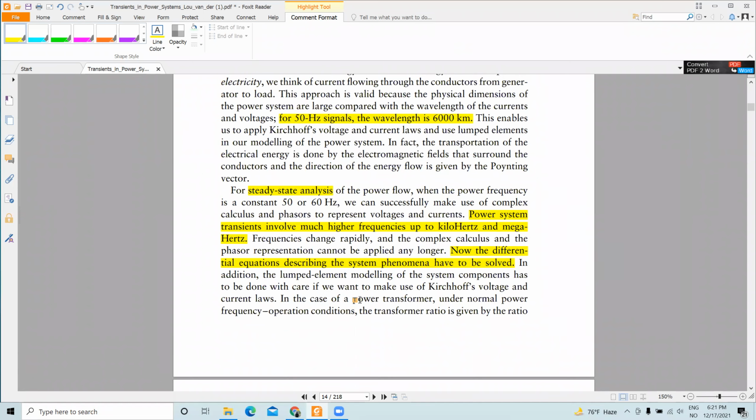Differential equations are the main equations describing the circuit. We'll see it. You are of course familiar with this technique.